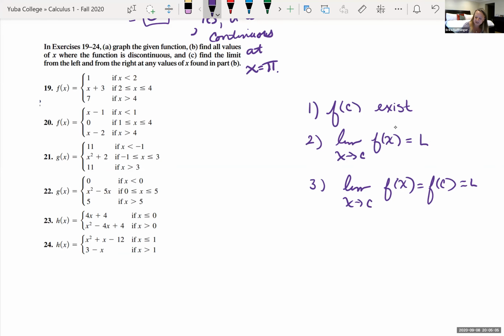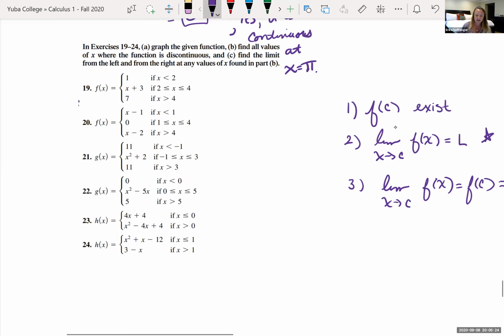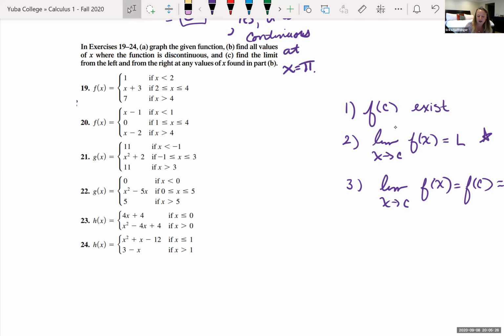In order to show a limit exists, we were talking about how you have to show that the left-hand limit and the right-hand limit approach the same value. And so this was just to show that something was continuous at a value x equals c. When you have piecewise functions, we have to be careful when you're changing equations. Maybe let's look at number 24.